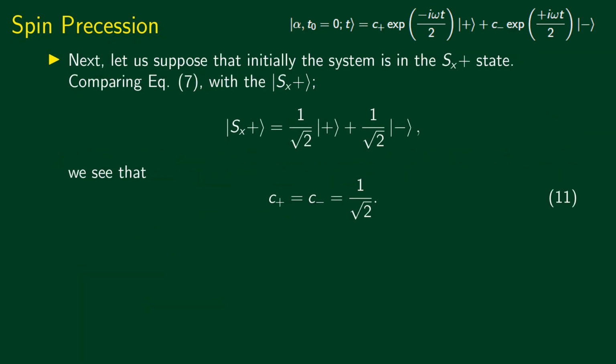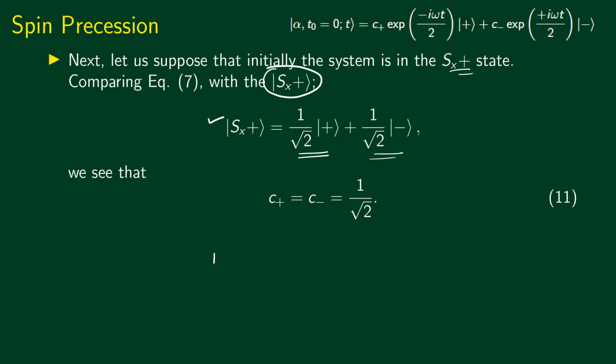Next, let's suppose that initially the system is in the Sx plus state. That means that the system is in the state represented by ket Sx plus, an eigenket of the Sx operator. We have seen in the first chapter that the eigenket of the Sx operator is a linear combination of the eigenkets of the Sz operator. We know how exactly it has to be expanded. We saw earlier that ket Sx plus can be written as 1 by root 2 ket plus plus 1 by root 2 ket minus.